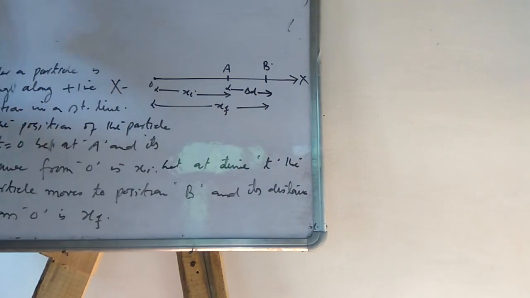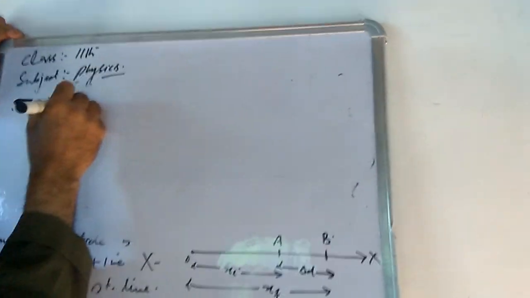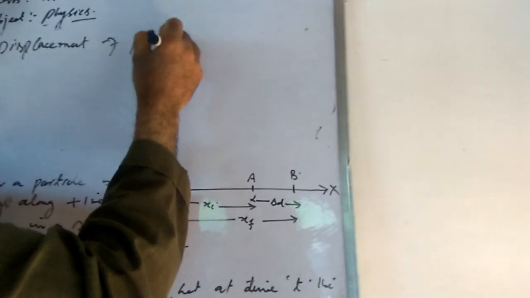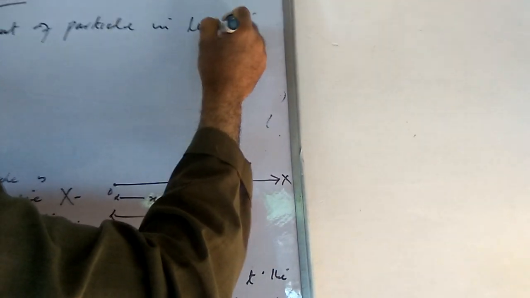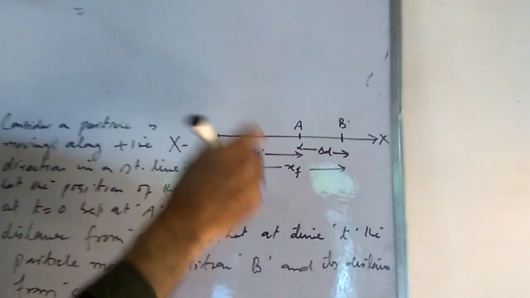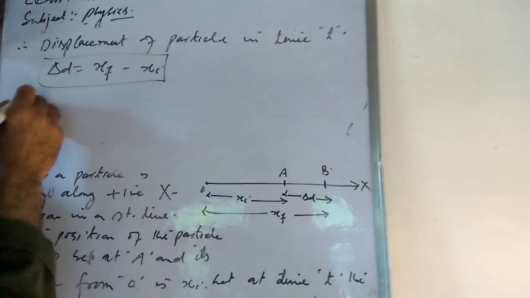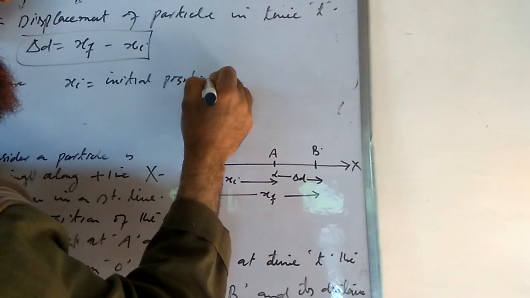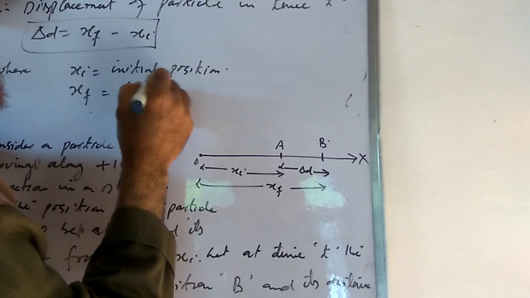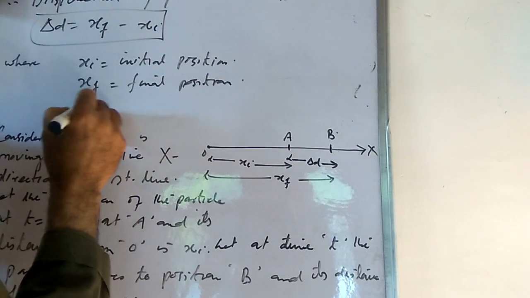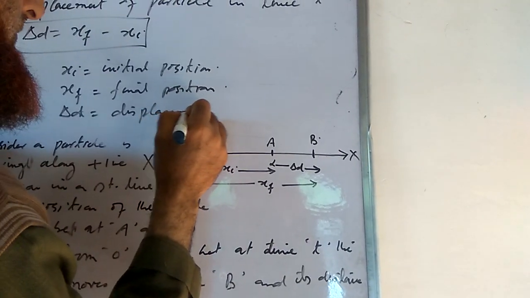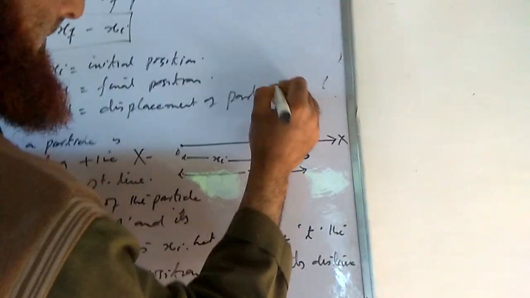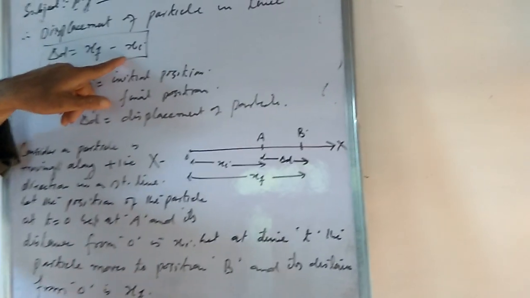Therefore, displacement of the particle in time t, that is delta x, is equal to xf minus xi, where xi is the initial position, xf is the final position of the particle, and delta x is the displacement of the particle. That is, the displacement is the final position minus initial position.